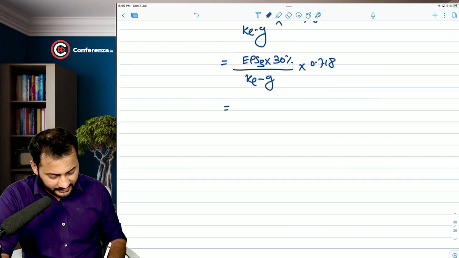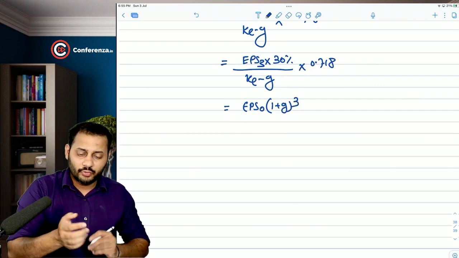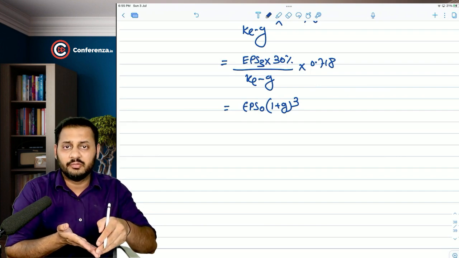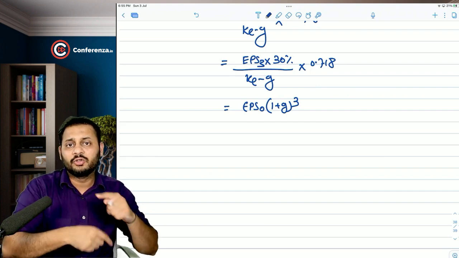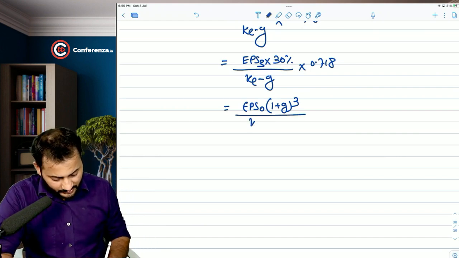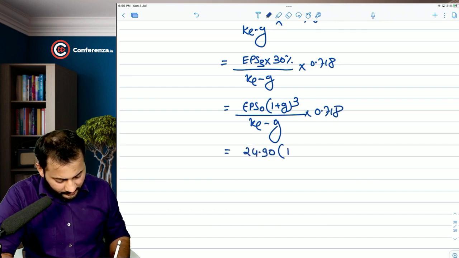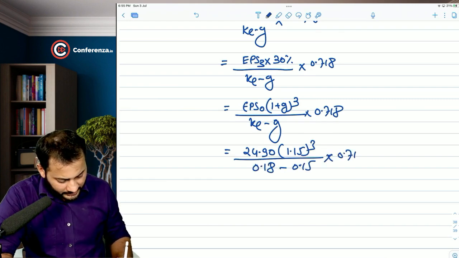Again, EPS 3 is nothing but today's EPS, EPS 0 in bracket 1 plus growth to the power 3. Why 3? Because we want to go from 0 to third year EPS. So we will take the growth and compound it by 3 times. Divided by cost of equity minus growth into 0.718. Now let's just put down the figure. 24.9 in bracket 1.15 to the power 3 divided by 0.18 minus 0.15 into 0.718.